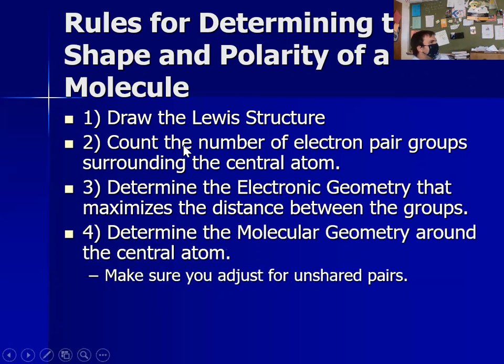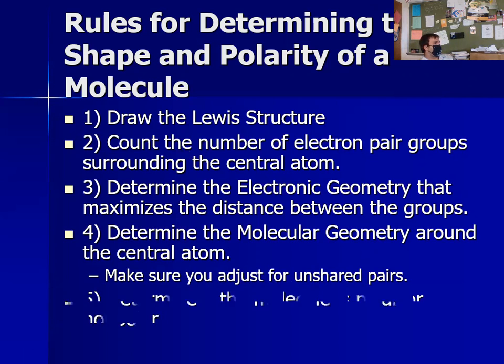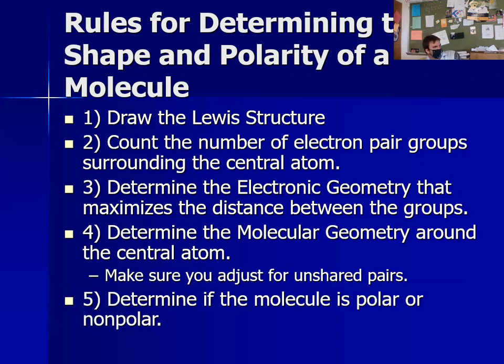Fourth thing, you're going to determine the molecular geometry around the central atom. We're going to make sure you adjust for shared pairs. So we're really counting the number of lone electron pairs and the number of bonds to the central atom. And then number 5, we're going to determine if the molecule is polar or non-polar. When we go through this, we'll talk about polarity today as we work through simple examples. So those are our 5 steps.